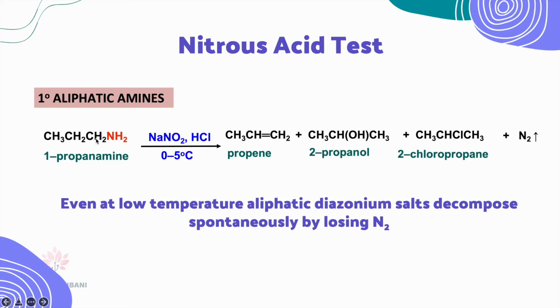So here, look at the carbon number, 3 carbon. In alkene 3 carbon, in alcohol 3 carbon, in haloalkane 3 carbon as well. Even at low temperature, aliphatic diazonium salt decomposes spontaneously by losing N2 gas, nitrogen gas, because aliphatic diazonium salt is highly unstable. So that's why it becomes alkene, alcohol, alkyl halide, nitrogen gas.